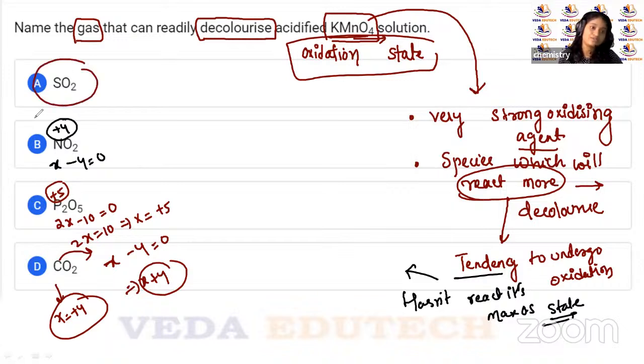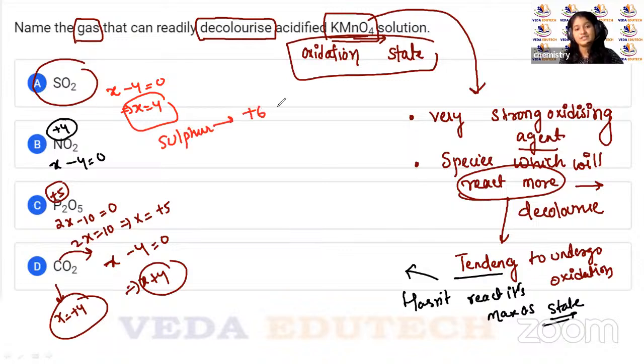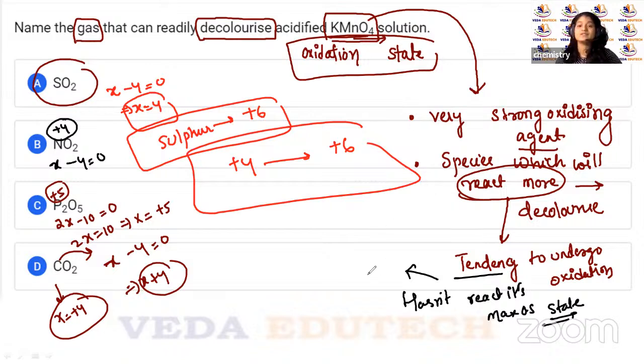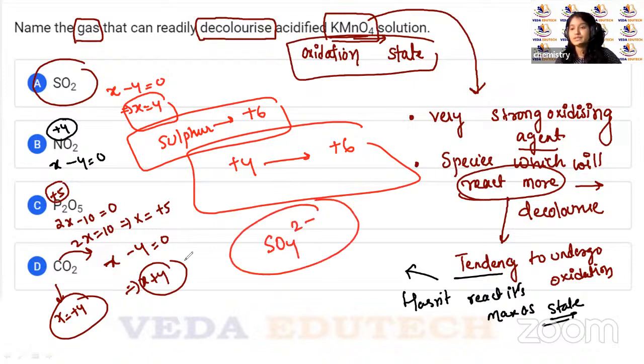SO2 is going to show. If you see, x minus 4 is equal to 0, which implies x equals plus 4. And we know that for sulfur, the maximum oxidation state is plus 6. That means it can change from plus 4 to plus 6. As it can change from plus 4 to plus 6, it is going to get oxidized. From SO2 it is going to change into SO4 2 minus.